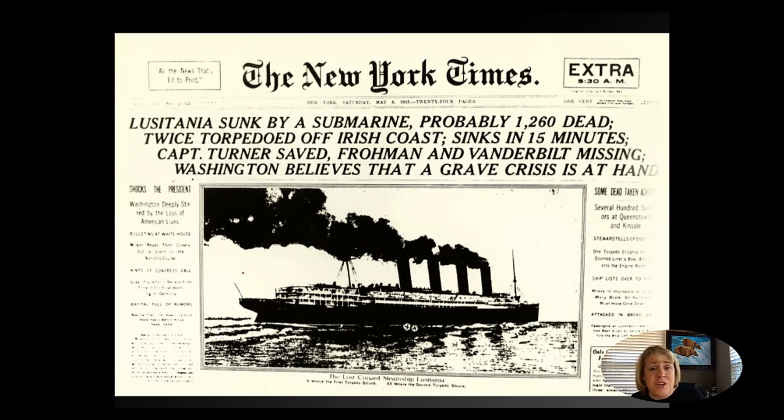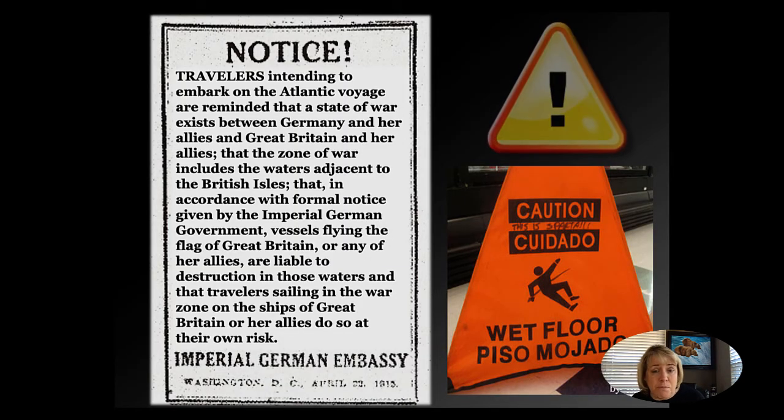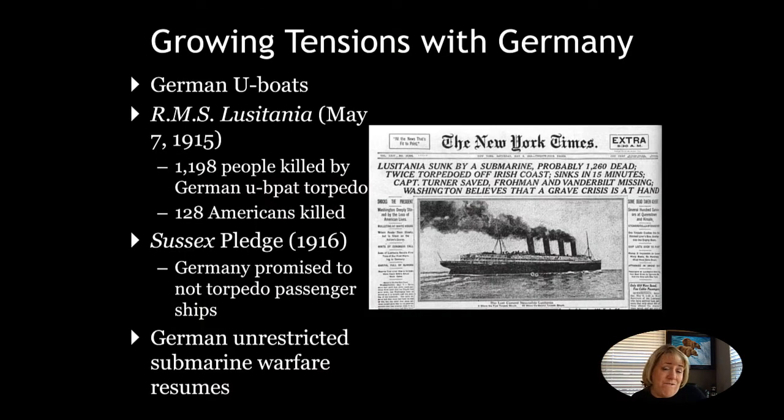Regardless, the ship was sunk and Americans were killed, and this is going to anger many people in America, and this is going to lead them to push us to go into the war. But we're not quite ready yet. You see, the German embassy had warned that these U-boat operations were taking place in the Atlantic. So if you got on a cruise ship to head towards Europe, you're taking your life in your own hands. And what's going to happen when you go into a war zone? You might run into war.